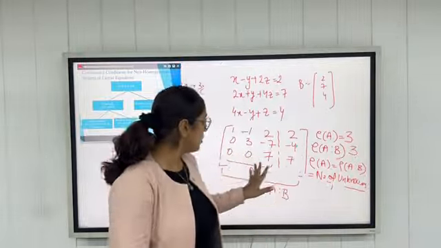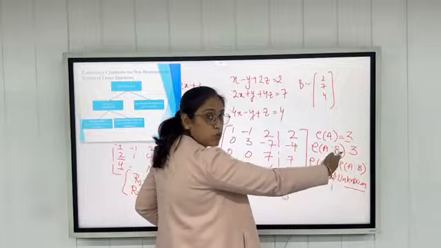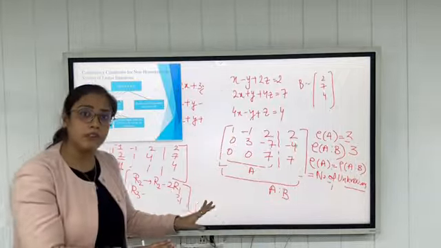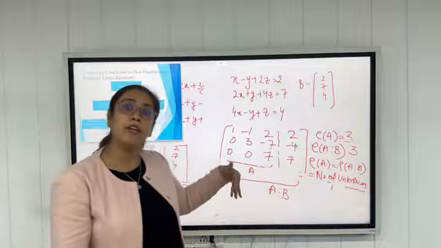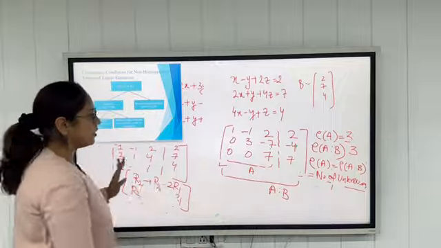And suppose the rank of A is 2 and the rank of the augmented matrix is also 2, and the number of unknowns is 3, so in that case you will get infinitely many solutions. So in this way you can solve this.